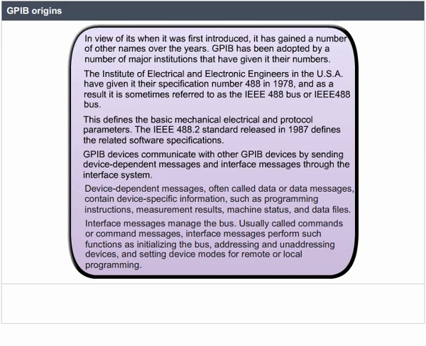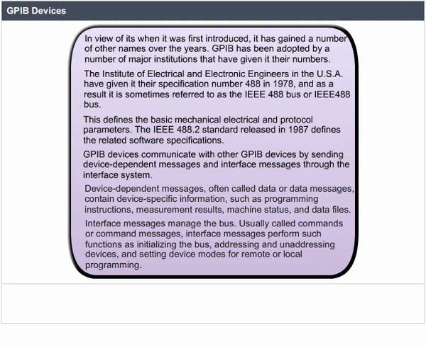GPIB has been adopted by a number of major institutions that have given it their numbers. The Institute of Electrical and Electronic Engineers in the USA gave it their specification number 488 in 1978, and as a result, it is sometimes referred to as the IEEE 488 bus. This defines the basic mechanical, electrical, and protocol parameters. The IEEE 488.2 standard, released in 1987, defines the related software specifications.